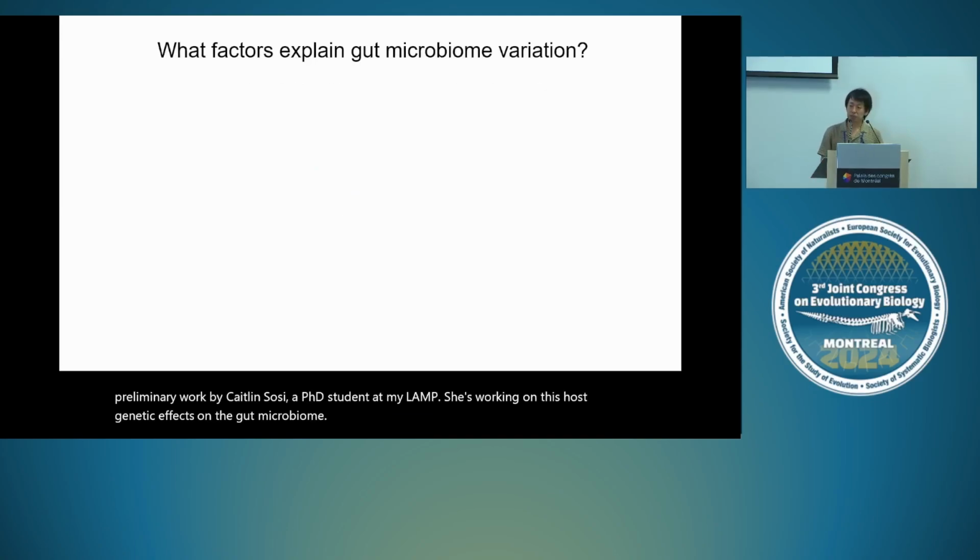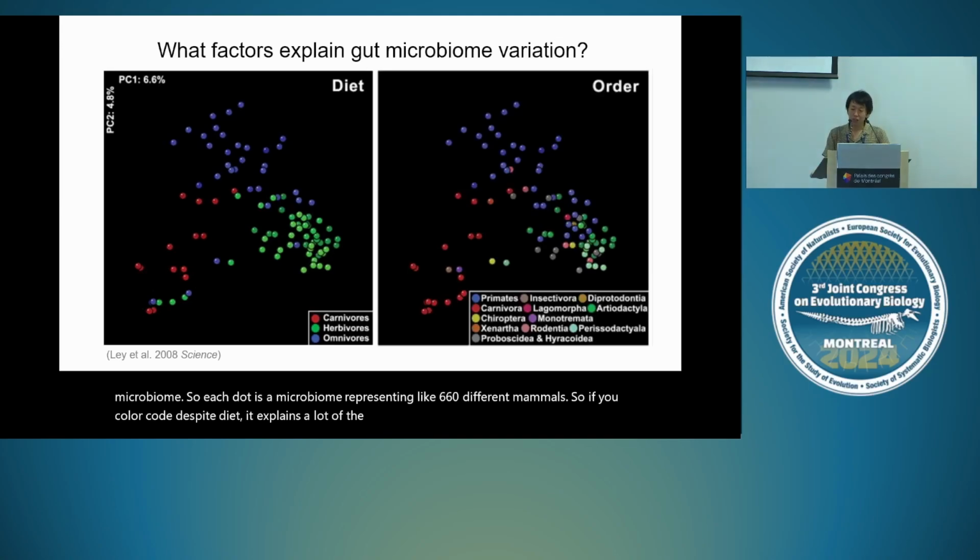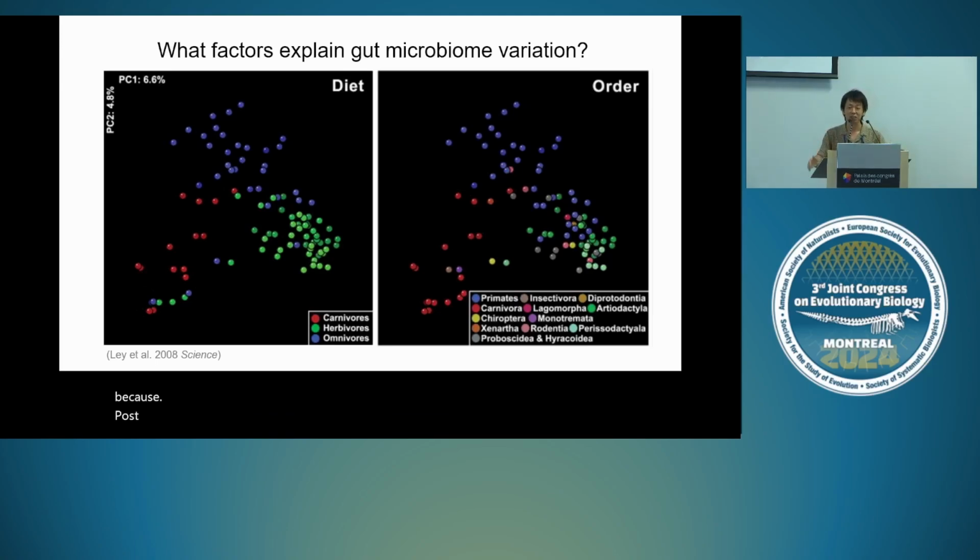So what factors explain gut microbiome variation? This is a fundamental question in gut microbial ecology because differences in the microbiome can affect the ecology and evolution of animals, right? And this is a classic figure from Ruth Ley back in 2008, characterizing the mammalian microbiome. Each dot is a microbiome representing about 60 different mammals. If you color code this by diet, it explains a lot of the variation. If you color code by mammalian order, it can also explain a lot of variation. And this is because host phylogeny and dietary types are highly correlated, right?